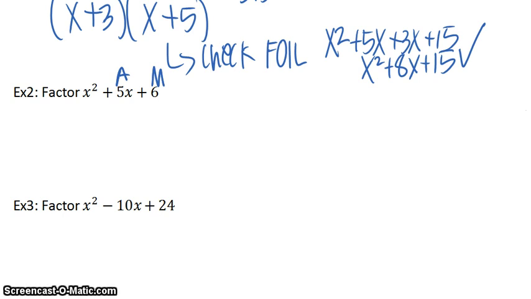Okay, so it needs to add to 5 and multiply to 6. So I need to think of some factors of 6. Oh, 2 and 3. 2 times 3 equals 6, and 2 plus 3 equals 5. That's exactly what I needed.